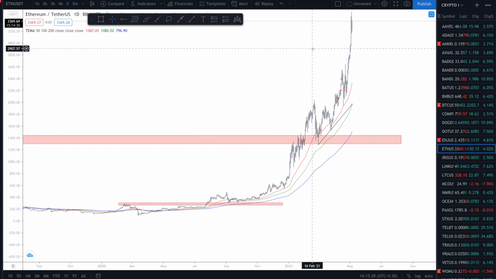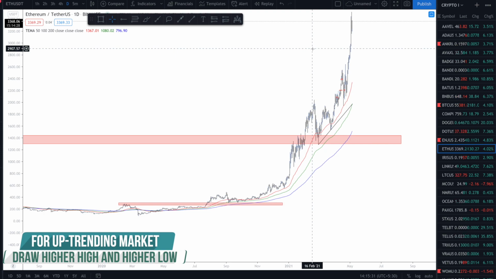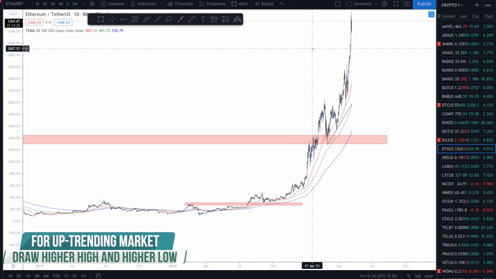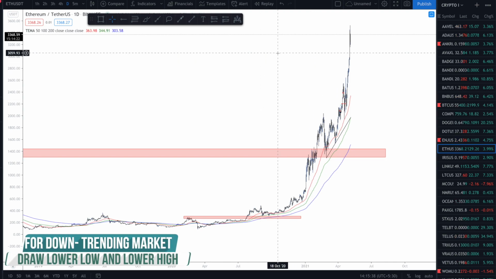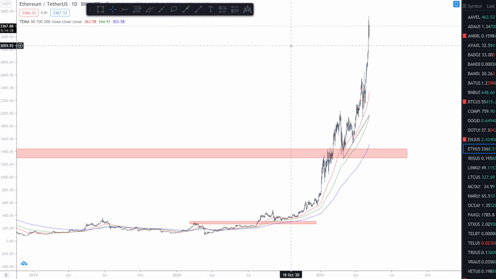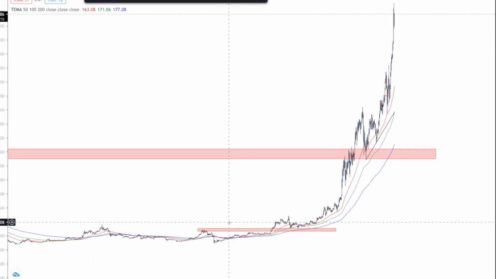Now, always remember, if the market is uptrending, you have to look for higher highs and higher lows. And if the market is downtrending, then you have to look for lower lows and lower highs. So in this case, the market is moving up, so we will mark higher highs and higher lows.